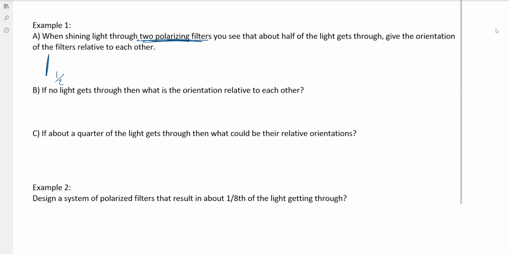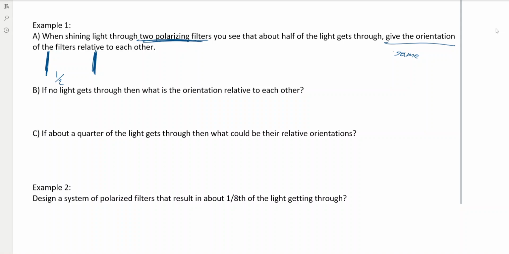And then if that's what happens after the first one, the second one has to allow all the light through. So it has to be in the same direction to allow all the light through. So they must be the same orientation. Either both vertical or both horizontal or both 45, whatever you need, but they have to be the same orientation.